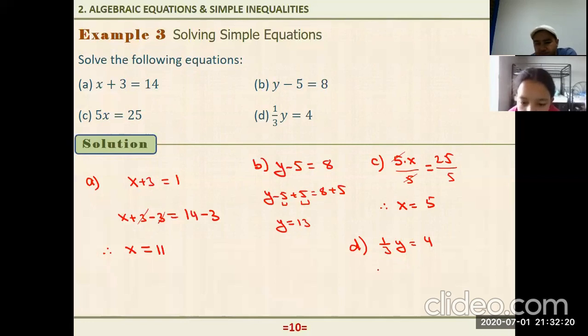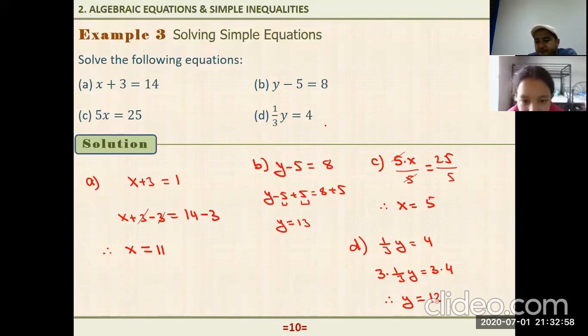Multiply by 3, right? So I do the same thing. 3 times 1 over 3y equals 3 times 4. As you see here, doing the same thing. So 3 times 1 over 3, what is it? Wait, can you repeat that? 1, right? 3 times 1 over 3, it is 1. So here we have only y left. 3 times 4? 12. Now check it here. What is 1/3 of 12? It is 4. That's correct.